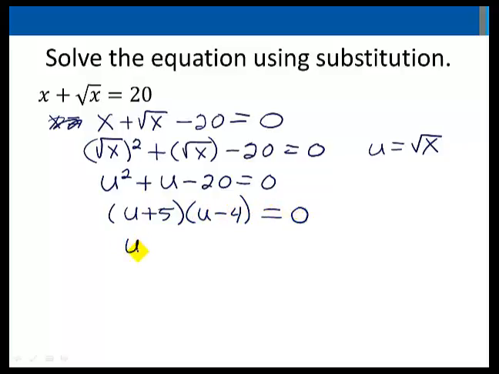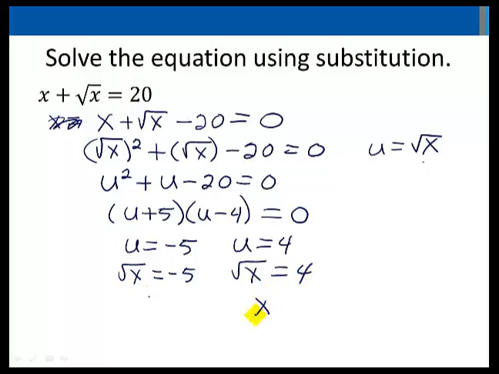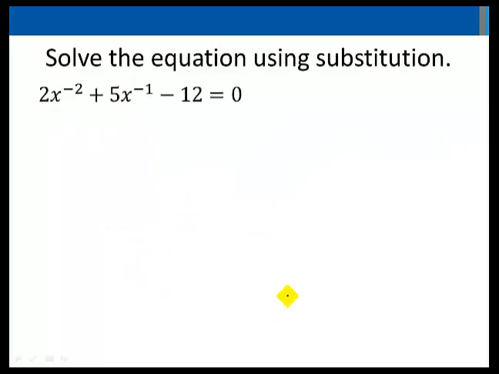Setting each factor equal to 0, I will have u equals negative 5 and u equals 4, and then replacing the u with square root of x. Square root of x equals negative 5, square root of x equals 4. Square root of x equals negative 5 does not have a real solution. Square root of x equals 4 has the solution x equals 16. And we will move on to the next equation.